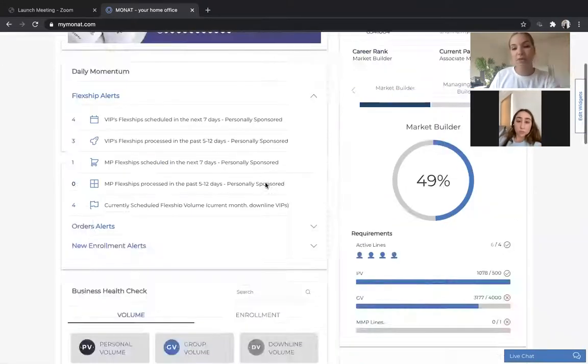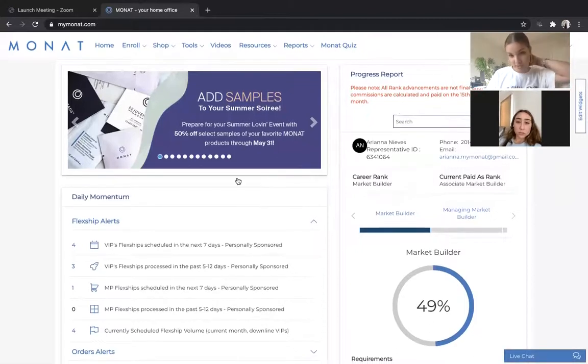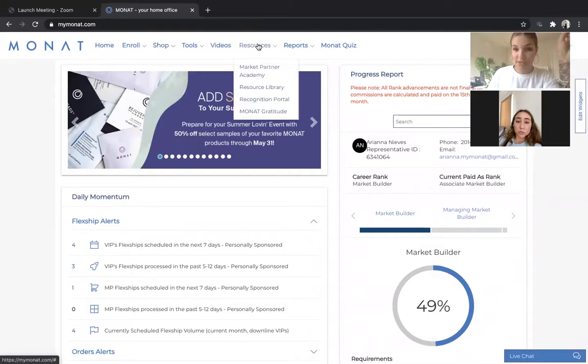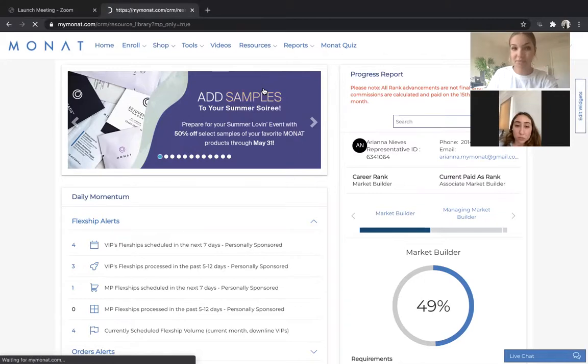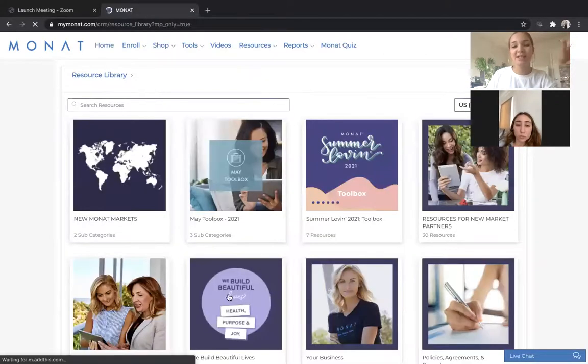When you get here, we'll get through this another day. Tomorrow is where we're going to go through more of your back office. But today we're going to talk about resources. Right when you go home, you want to click this drop down, resources, and click into your resource library. This gives you access to everything.